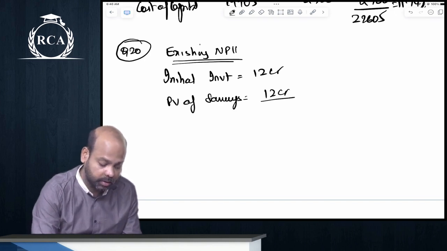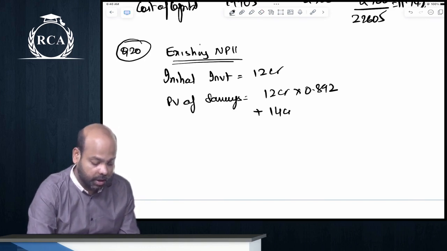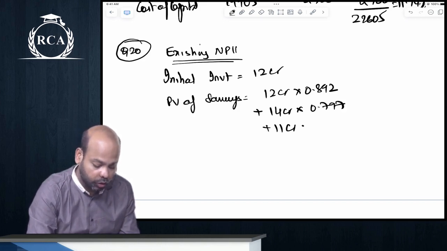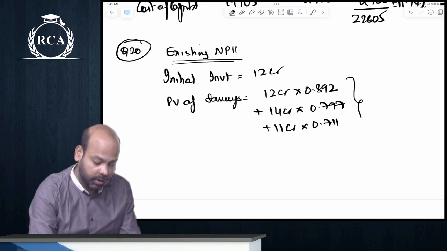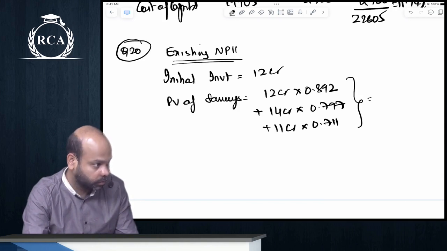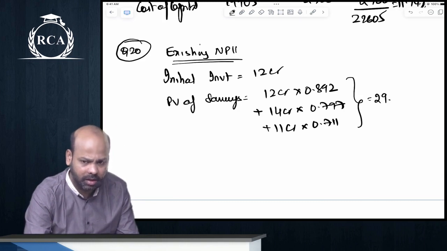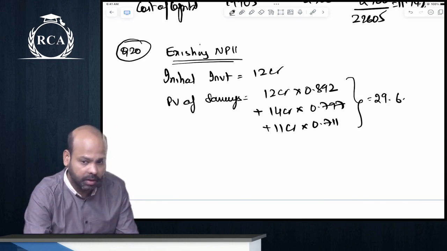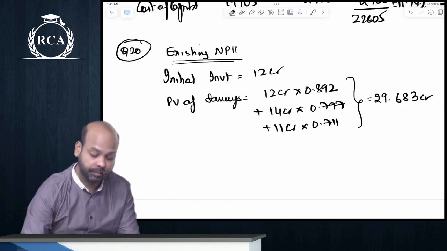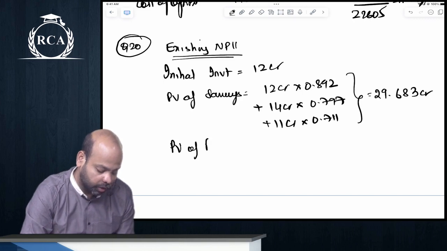12 crores, beta, you will multiply by 0.892. First year factor. Second year's 14 crores, you will multiply by 0.797. And third year's 11 crores, you will multiply by 0.711. The present value of savings, beta, is 29.683 crores. Just compute this separately.